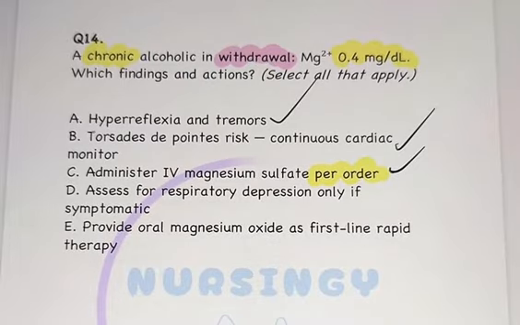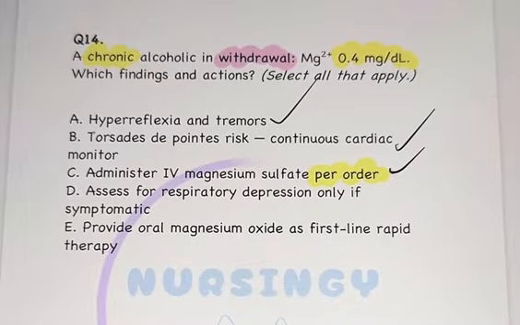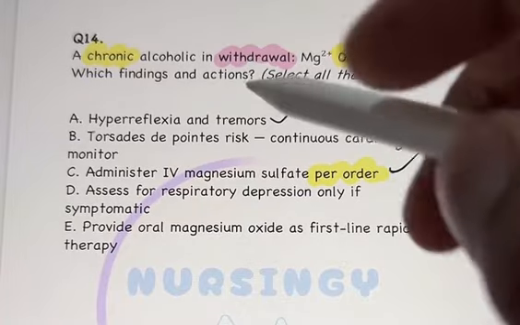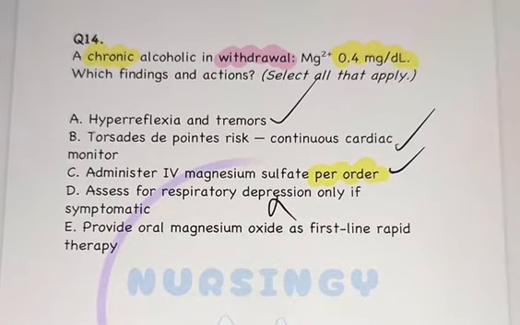D, assess for respiratory depression only if symptomatic. Is D correct? When you see D, no. What are we seeing? We are seeing neuromuscular excitability. We are not going to see respiratory depression in hypomagnesemia. We will see that in hypermagnesemia. When we give too much magnesium to a patient, that has a sedative effect, and that's why we need to watch.